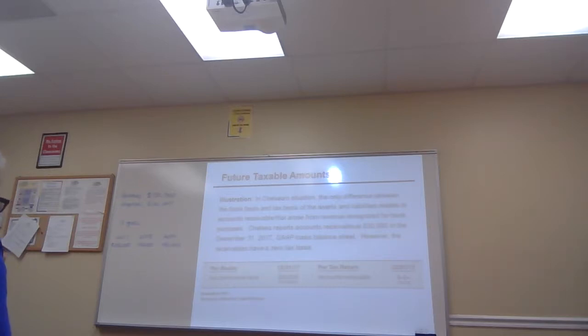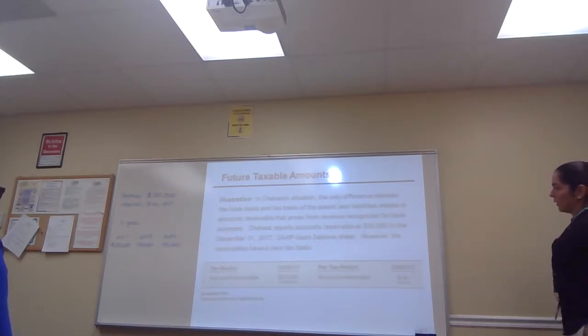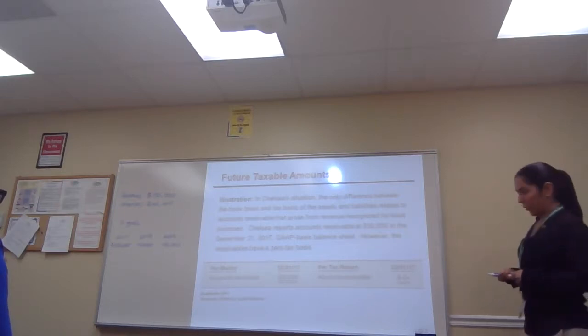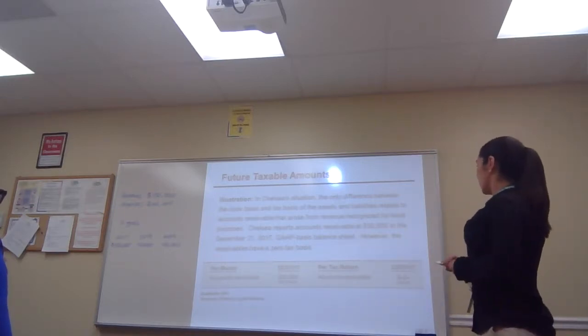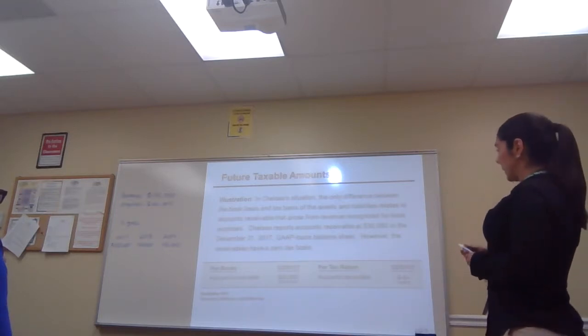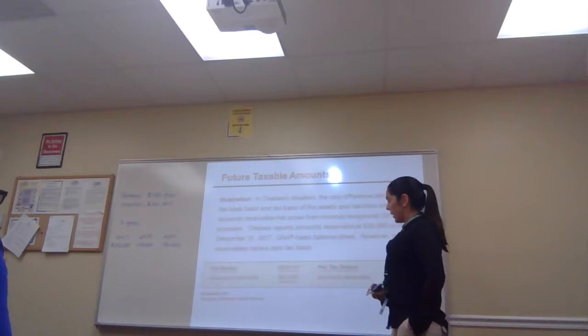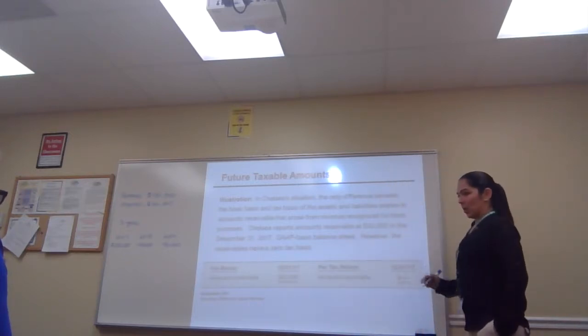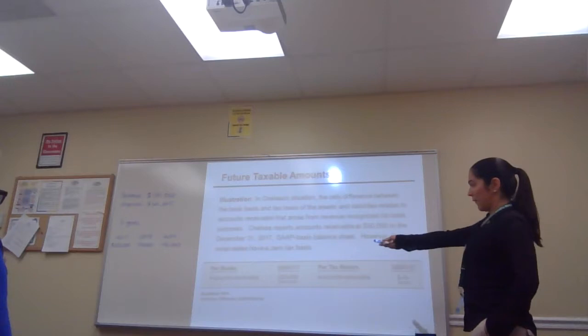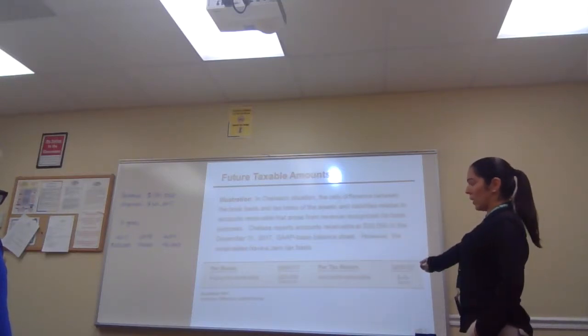Another example. In the same example we were just discussing, in Chelsea's situation, the only difference between the book and tax basis of the assets and liabilities relates to the accounts receivable that arose from revenue recognized for book purposes. Chelsea reports accounts receivable at $30,000 on December 31st, 2017, GAAP basis balance sheet. However, the receivable has a zero tax basis. So per your books, you have an AR of $30,000, but per your tax return, you have an AR of 0. So that means that for your books you have income of $30,000 that you don't have for your tax return.